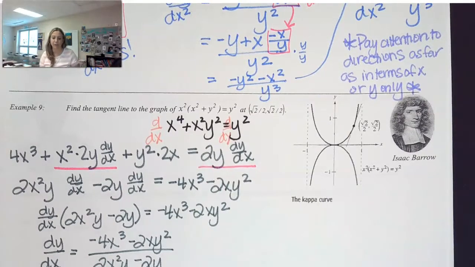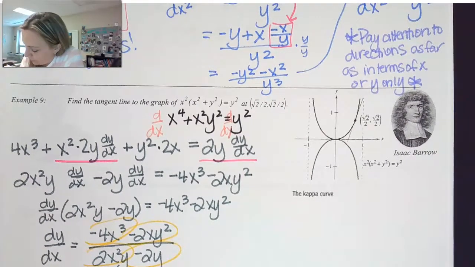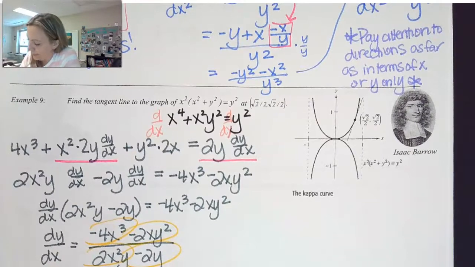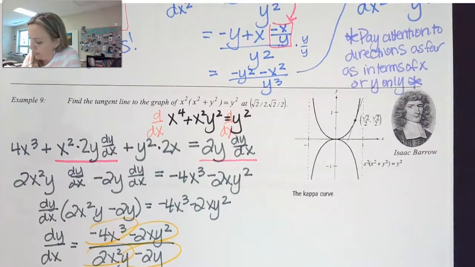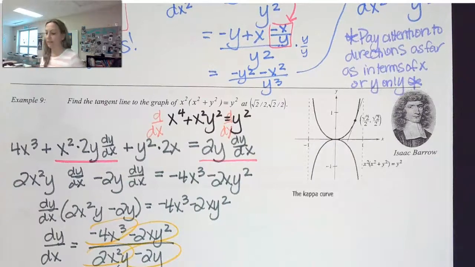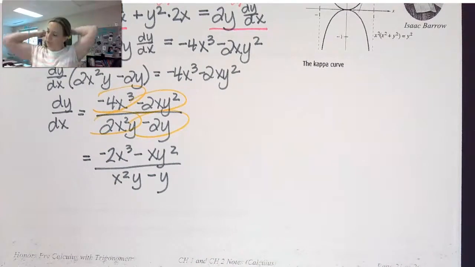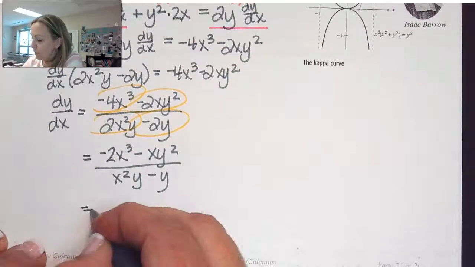Now, do you guys see that we could do something else? Do you see that all my terms are divisible by 2? So all 4 of these are divisible by 2. So maybe negative 2x cubed minus xy squared over x squared y minus y. That's acceptable. I just divided everything by 2. Again, there are so many acceptable ways. You could factor it if you wanted to too.